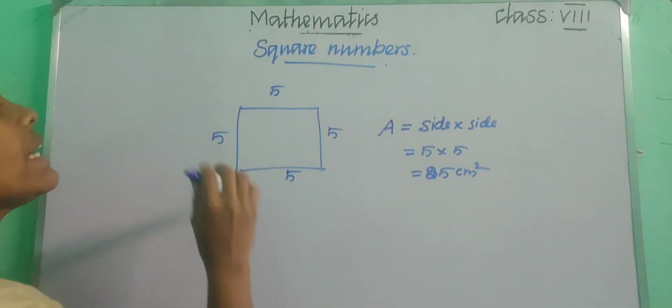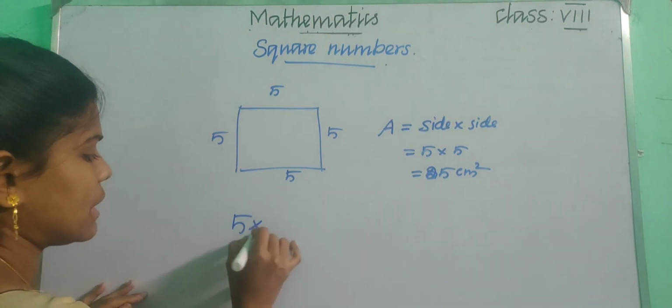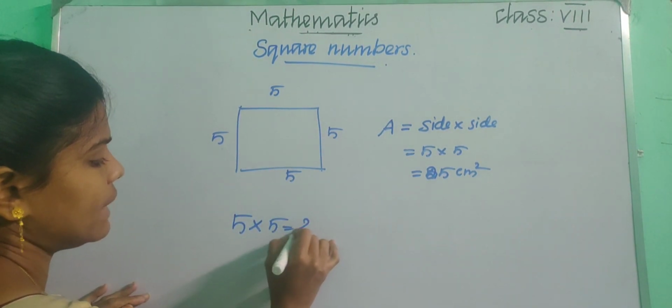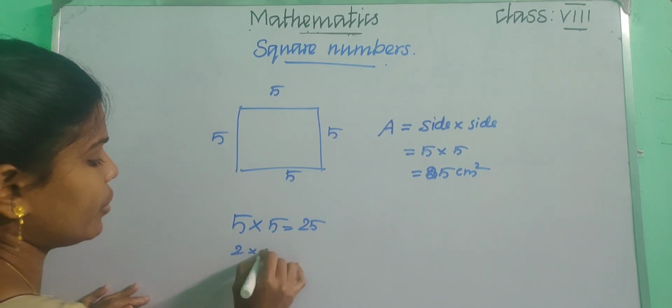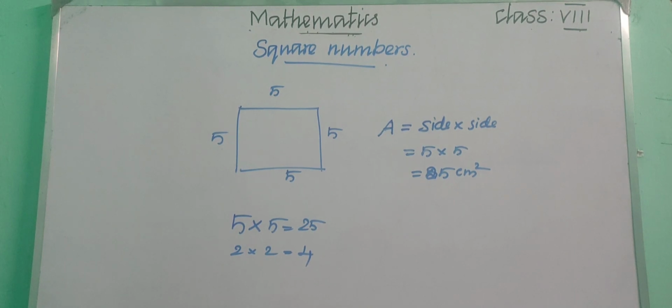If you are finding the area of a square, we need to multiply the side twice, right? Side twice. So in square numbers also we are going to multiply a number twice. So that is 5 into 5, 25. 2 into 2, that is 4. Likewise in square numbers we are going to multiply a number twice.